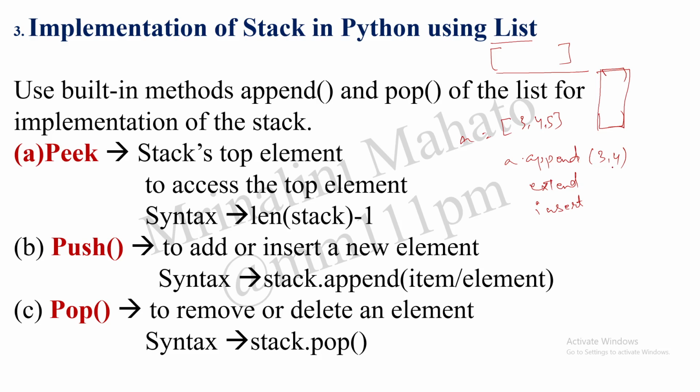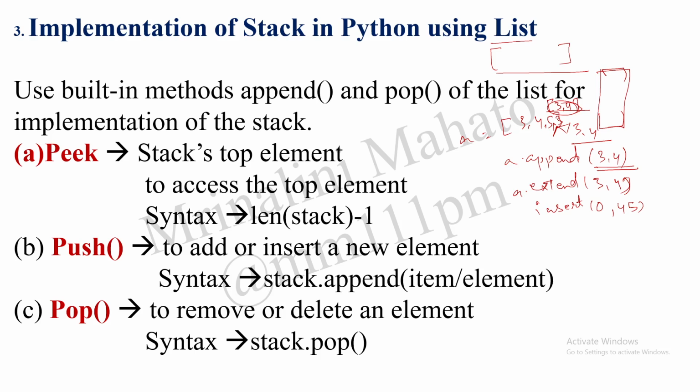Whenever two values are given, it will create another list and add it at the last, because there are two values. If only one value is given, then it will join at the last, right? And extend, if the same two values are given, we write a.extend, it will join at the last in the same list. Insert, we need the index value for the particular position. Suppose I want to insert 45 at the 0 position.